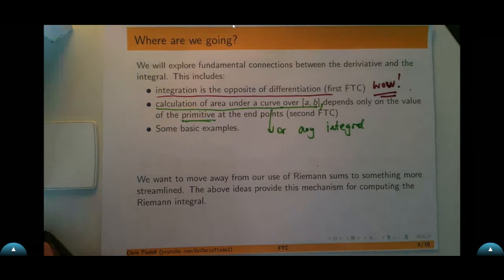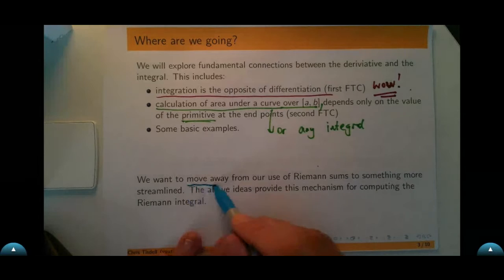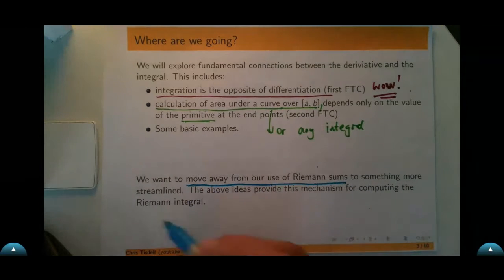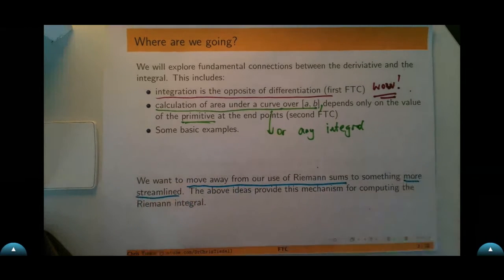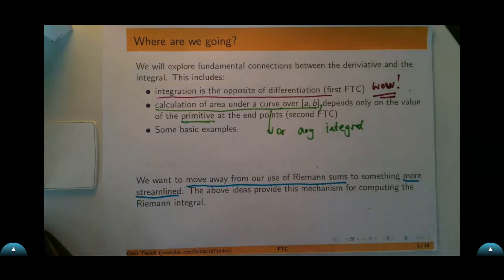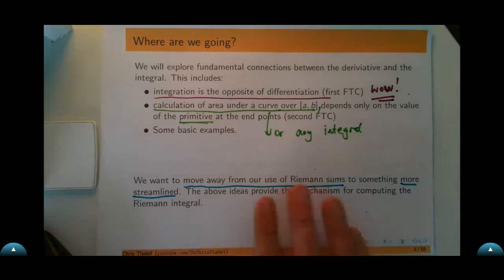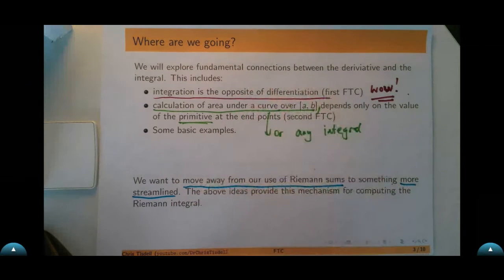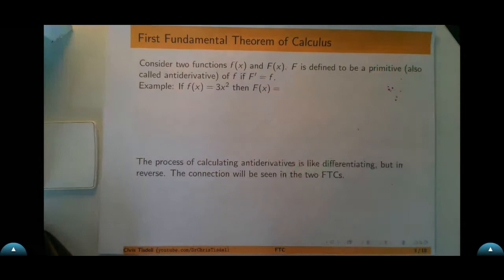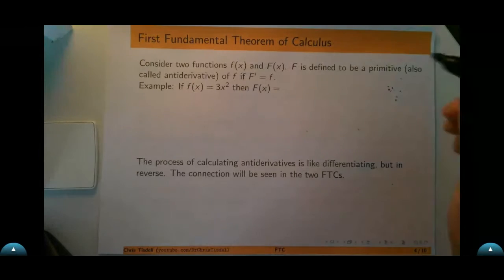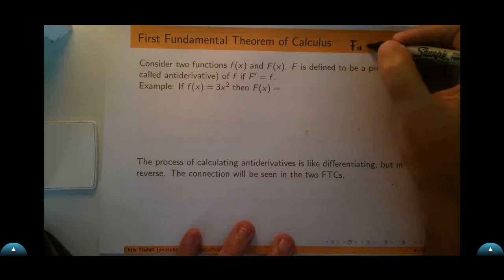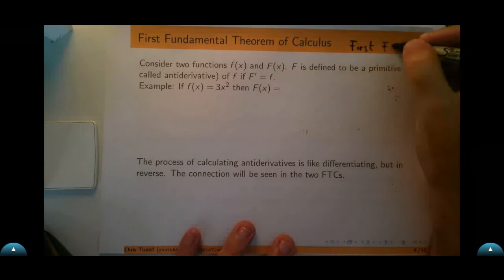Now, you'll be pleased to know that in this lecture, we are moving away from Riemann sums to something more streamlined. Riemann sums are really slow and they're not very nice to work with. So we're saying goodbye to the Riemann sums, and we're going to be using these ideas in this lecture. So the first fundamental theorem of calculus, the first FTC.